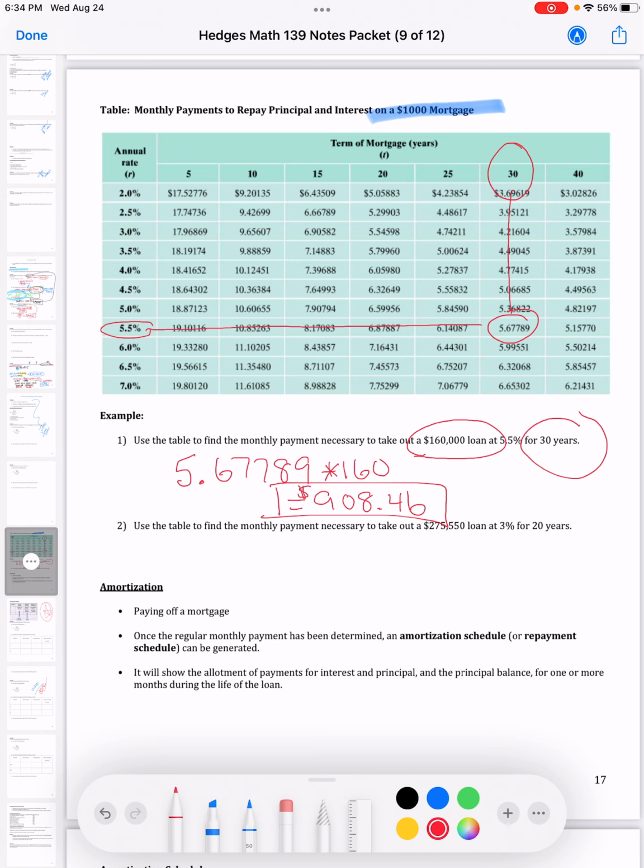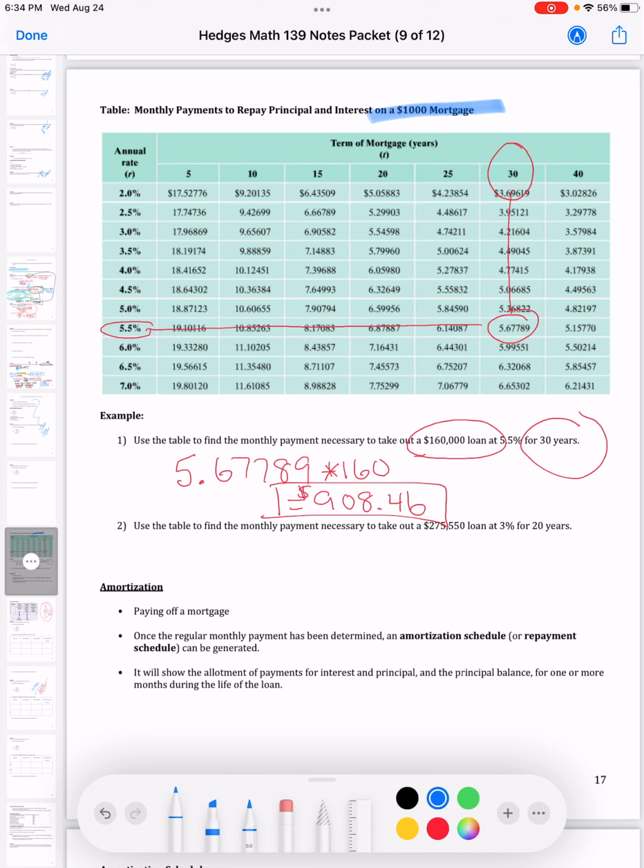So why don't you guys try this second example here? Same sort of thing. You do need to kind of think about what you're multiplying by. I want you guys to give it a shot. Just think about it. And then we'll go over it. So go ahead and hit pause and give this one a shot.